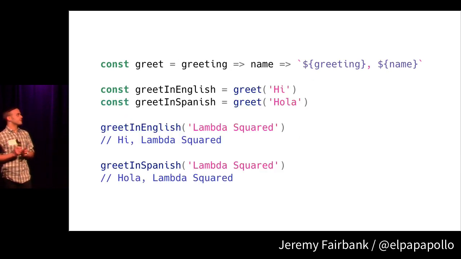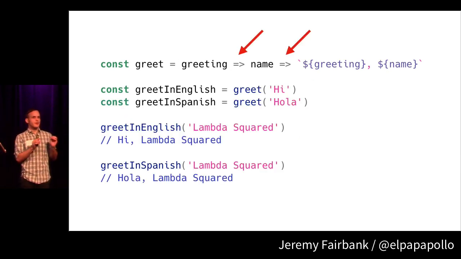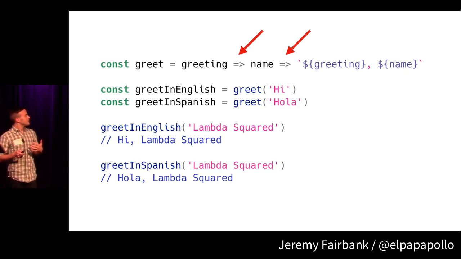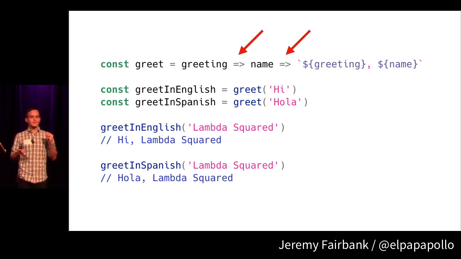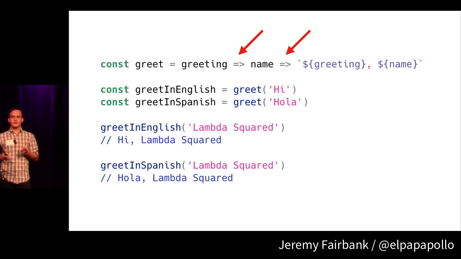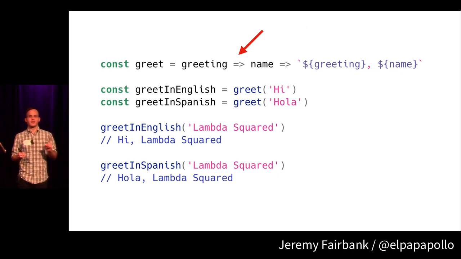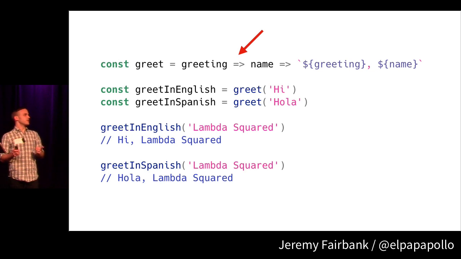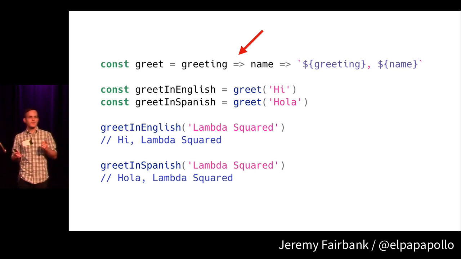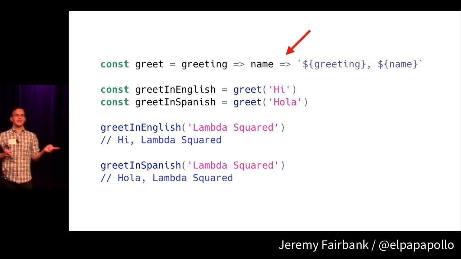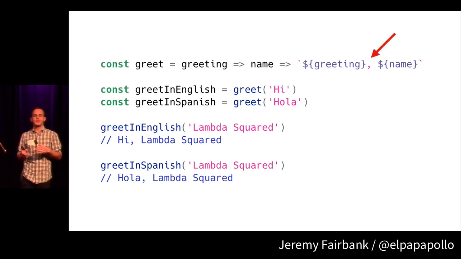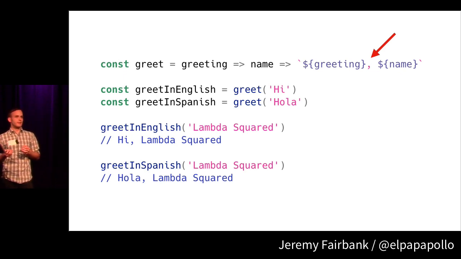So I'm going to rewrite this greet function. I'm going to introduce two arrows in my arrow function. Now, if this looks unfamiliar, let's break it down. What's happening here is instead of taking two arguments, I'm only taking one argument at a time. First off, I have a function that takes the greeting argument, and it's going to return a new function instead of returning my result. That new function it returns is going to take the name argument. So one argument at a time. And it's this new function that will then return the final result of greeting concatenated with name.